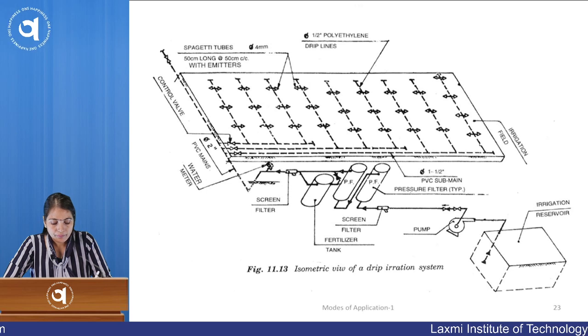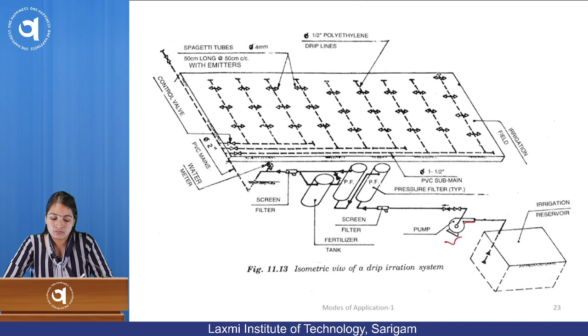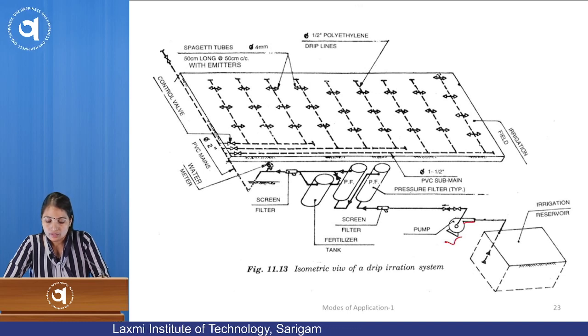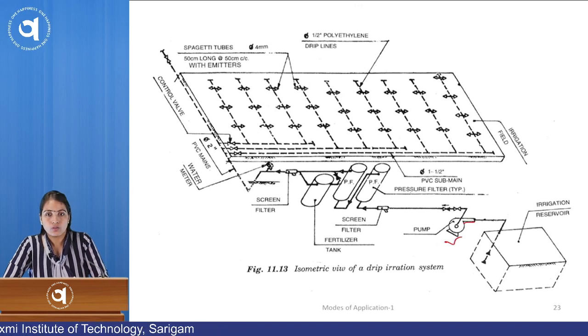This is the irrigation reservoir. Through this we carry water over to the pump, and then we have the screen filter and fertilizer tank also. The screen filter is there so that if there is some silt or some salt content, we can filter the water. This pressure filter is there. This pressure is also maintained, and fertilizer can also be provided. Consequently, fertilizer is also provided, and this is the screen filter. Then this water meter is there to control the water, and this is the control valve. And then we have a 2 inch main pipe and we can supply through the half inch drip lines. We can supply the water over this whole field.